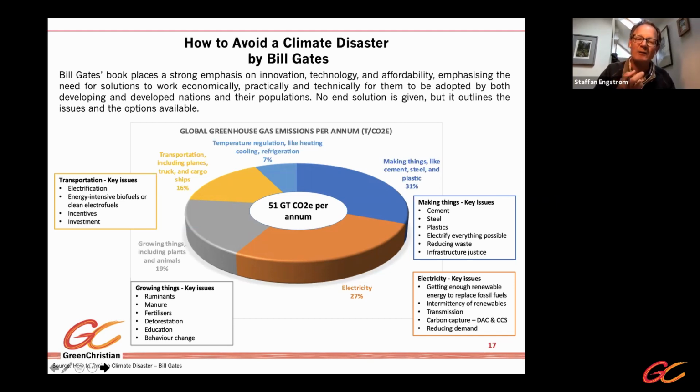Now, a key issue that comes up again and again is the alternative: energy-intensive biofuels or clean electrofuels, so that you can have a plane going, that you can get a ship from A to B, and a train and a heavy goods vehicle. These are areas which won't be solved by batteries, and different incentives and investments are required.